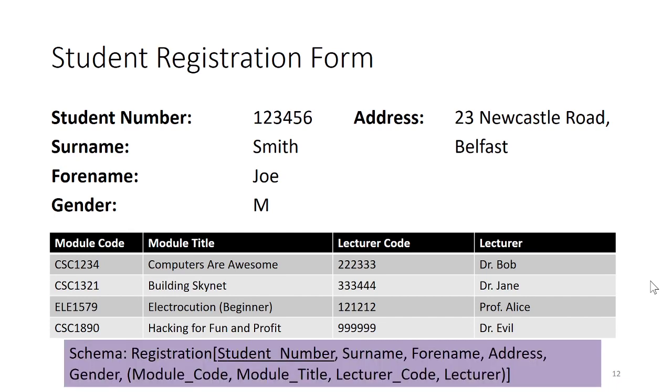If I ask you what is the schema notation for this form, you will write exactly this way. Registration, student number, surname, forename, gender, and then parentheses, module code, module title, lecturer code, and lecturer. The last part is the repeating field, and it is the first element, primary key with underline and in bracket, and the entity name.